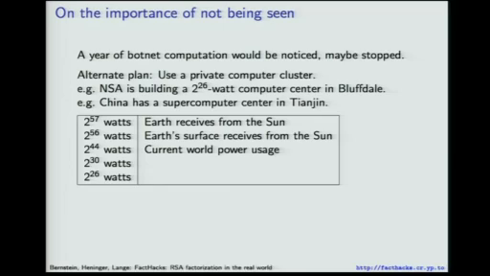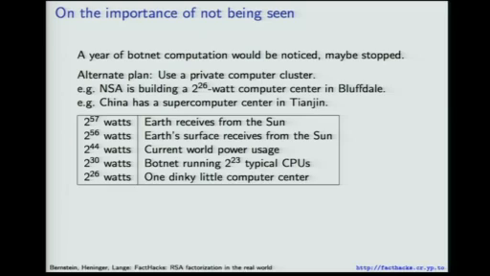Varies a little bit, but this is the average power, including cars and such. If you have a botnet that breaks into millions of machines and runs them flat out, that's about 2 to the 30 watts. And actually, if you think about it, there's a lot of machines out there. This means that 2 to the 26 watts is not actually that much power. It's just one dinky little Bluffdale 65 megawatt computer center.